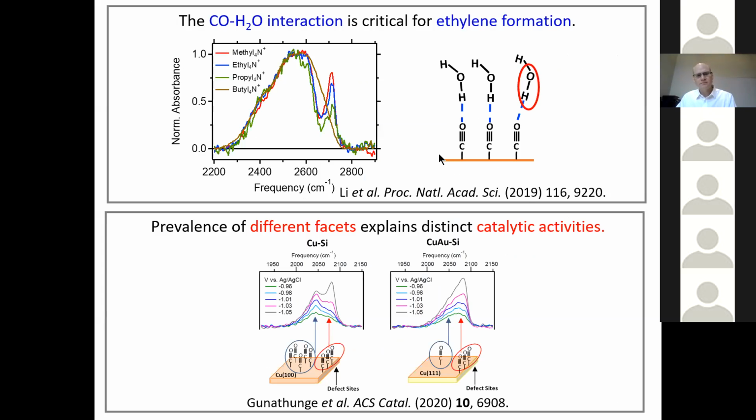In the first part of the talk, I showed you an example where we were able to identify an intermolecular interaction between water and surface adsorbed CO that is apparently essential for the formation of ethylene. And in the second part of my talk, I was able to show you a new spectroscopic method that could be used to identify the prevalent surface facets on electrodes of complex surface morphologies.